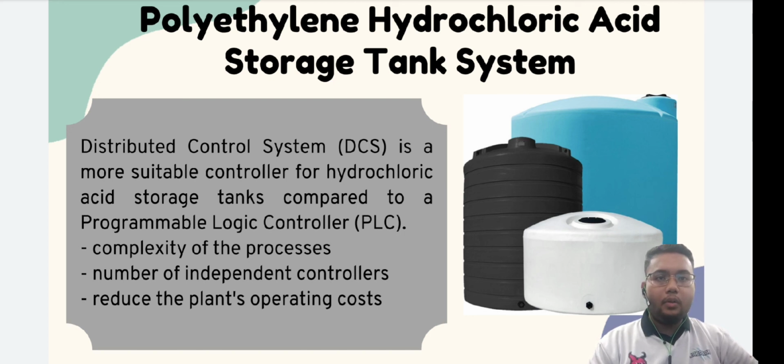DCS will employ a number of independent controllers. When one of the controllers fails, the plant processes will not be disrupted. As a result, DCS ensures the plant operation continuity through its independent controllers located throughout the plant. Furthermore, DCS will reduce the plant's operating cost when a malfunction occurs. That's all from us for the PCI project. Thank you.